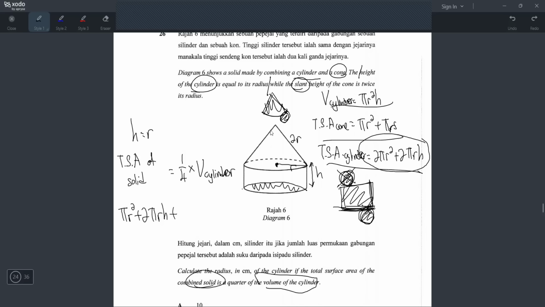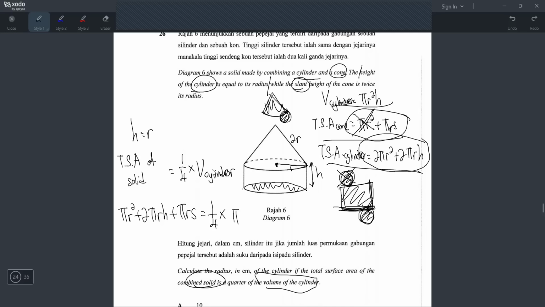But will we use this whole formula? No. We will only use the pi r s formula. We will not take the pi r square because pi r square comes from the circular surface, and I already mentioned I cannot take this surface because it's inside. When we're finding total surface area, we are only taking the outside surface. And then this whole thing equals 1/4 times the volume of cylinder, which is pi r square h.